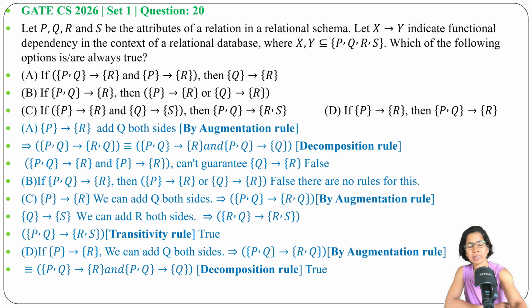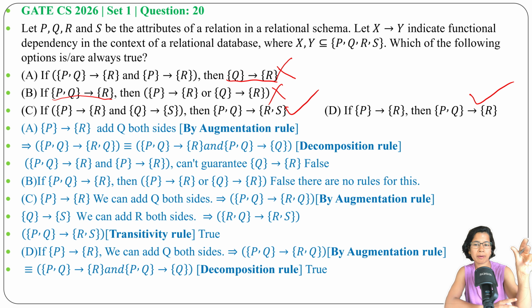We found option C is true, option D is true, whereas option A and option B are false. In option A, we can prove PQ implies R, but we cannot prove Q implies R. And there are no rules for this. If there are two attributes on the right side, we can decompose, but two attributes on the left side we cannot decompose. The answer will be option C and D.